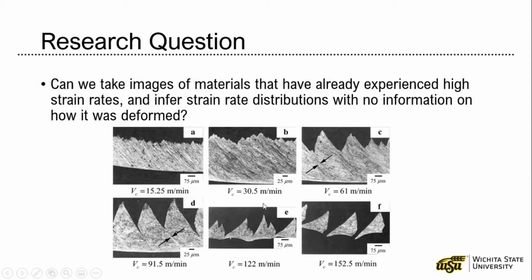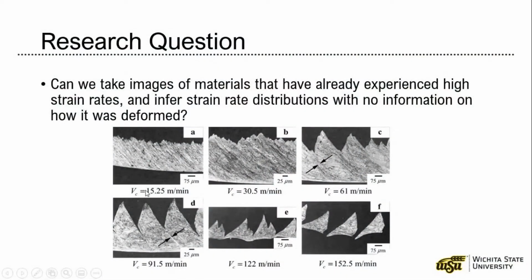So moving on to what the actual research question is and what I'm trying to achieve. Can we take images of materials that have already experienced high strain rates? In this instance, it's going to be machine chips of 7075 T6. And can we infer strain rate distributions with no information of how it's deformed? Kind of like if a detective was to come on a scene and needed to know what process occurred in order to get to where it was then. I'm kind of doing that same thing. I'm backtracking. And in another picture down here, you can see as we increase the speed that we're cutting the material, we can start to see these serrations occur and these adiabatic shear bands form.